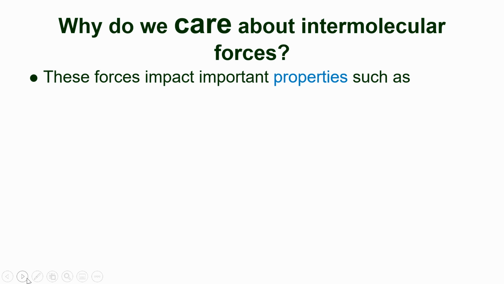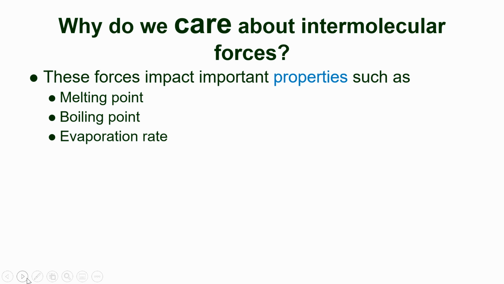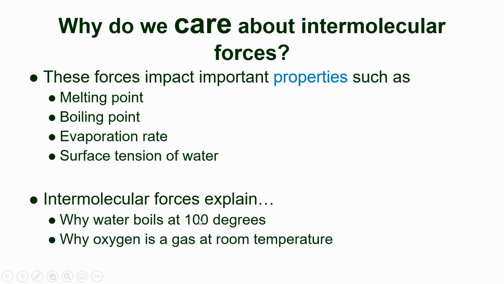So these intermolecular forces affect properties like melting point, boiling point, and evaporation rate. These are all things that we can observe that are determined by the intermolecular forces found within a sample. Surface tension of water is another property we can observe. So intermolecular forces explain why water boils at 100 degrees and why oxygen is a gas at room temperature. These properties of water and oxygen are related to the forces holding the molecules together. And so we're going to talk about what those forces are.